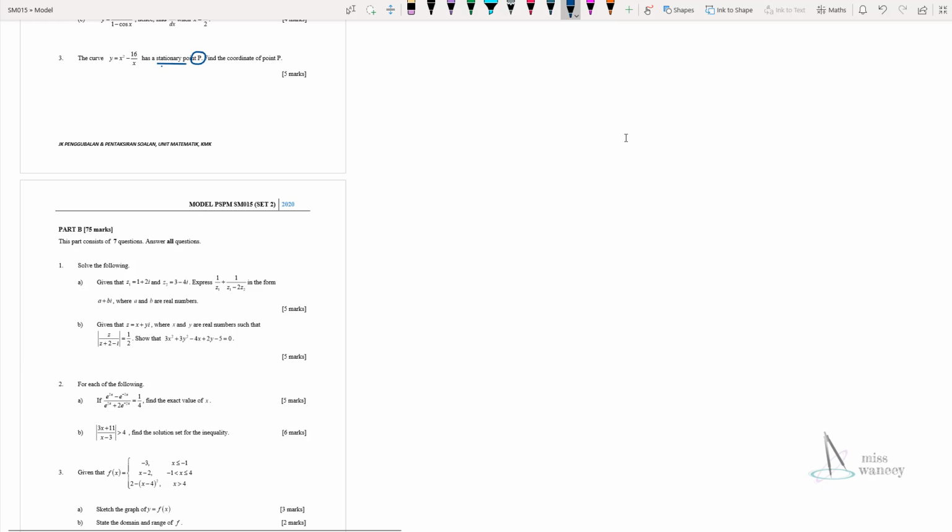So we got a stationary point, so I might need to differentiate them. Question number 3: y is equal to x squared minus 16 over x. I have to differentiate first. So dy over dx equals, differentiating x squared, it will become 2x. Differentiating this one, if you bring it up, we will have negative 16x to the power of negative 1. Bring the power down, so we have positive 16 over x squared.